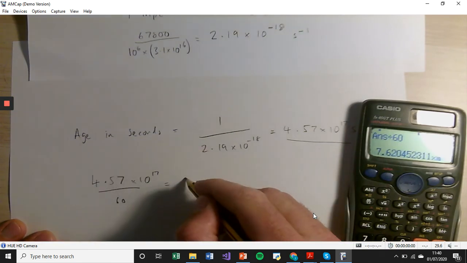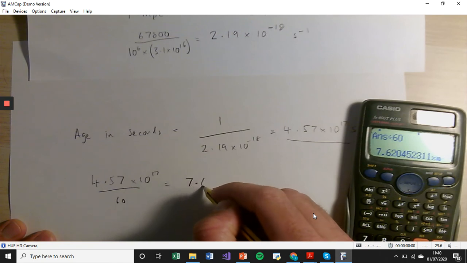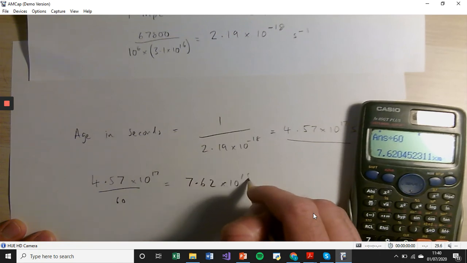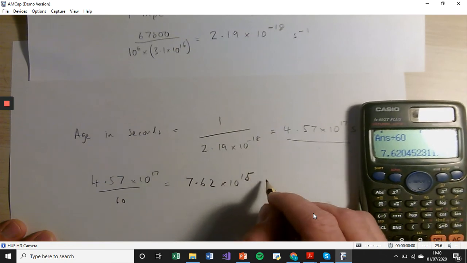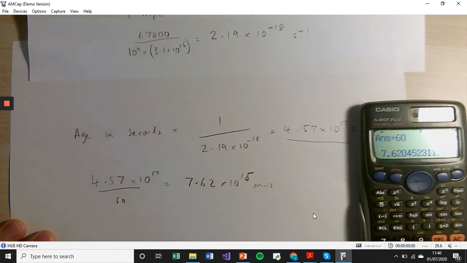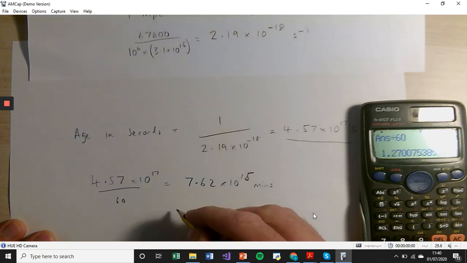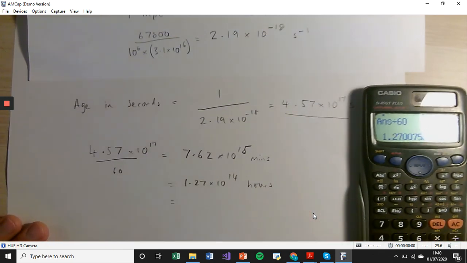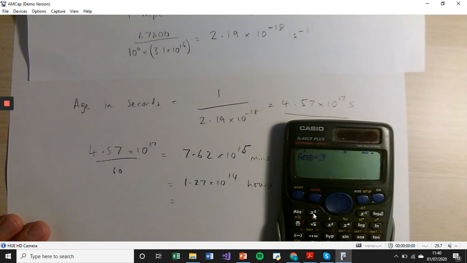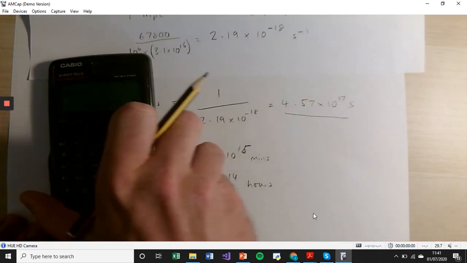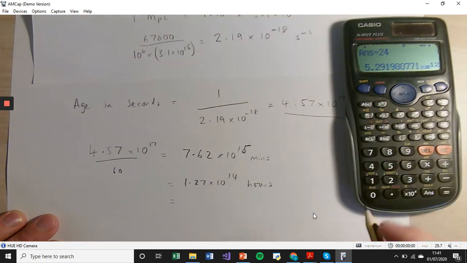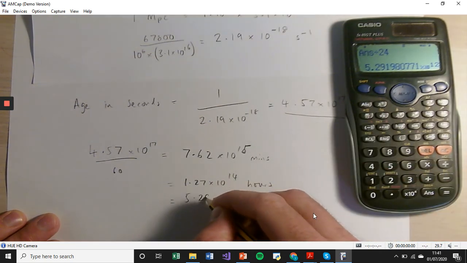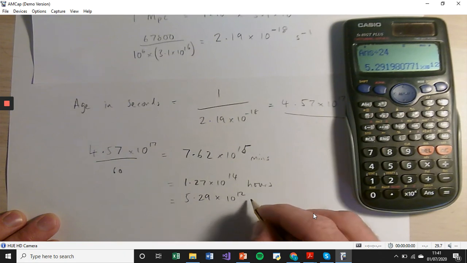that gives us a value for the age of the universe, 7.62 times 10 to the 15 minutes. Divide that by 60, is 1.27 times 10 to the 14 hours. Divide that by 24. Up there so you can see is 5.29 times 10 to the 12 days.